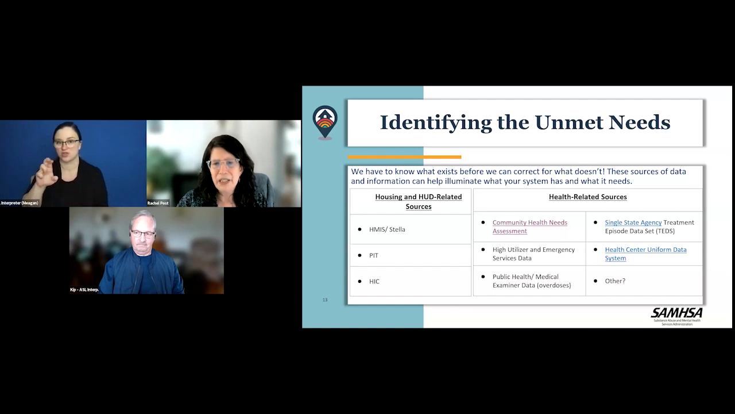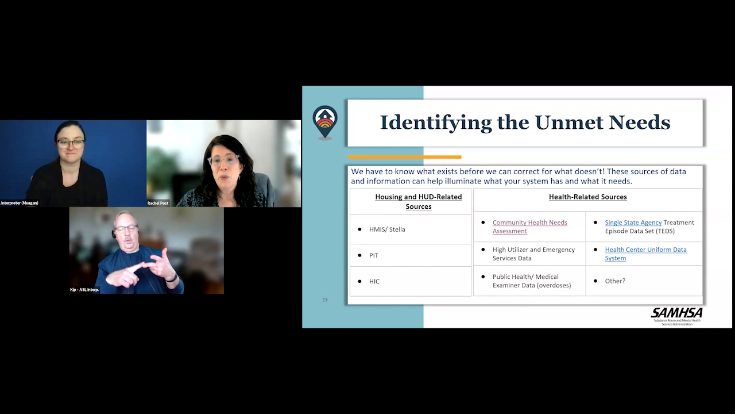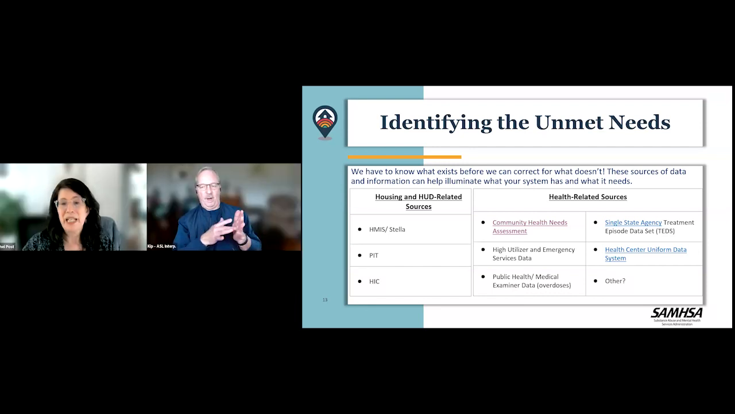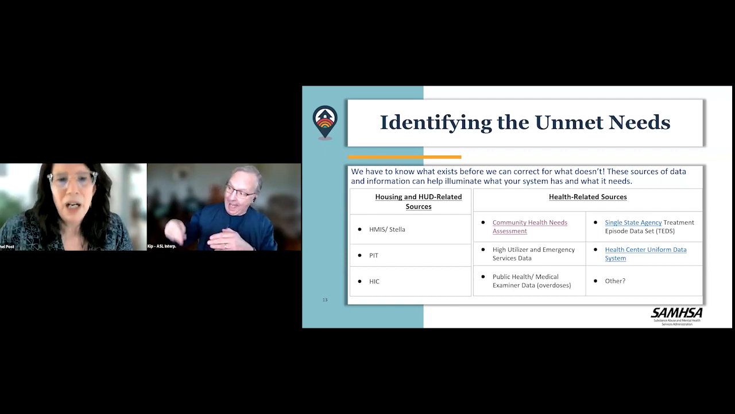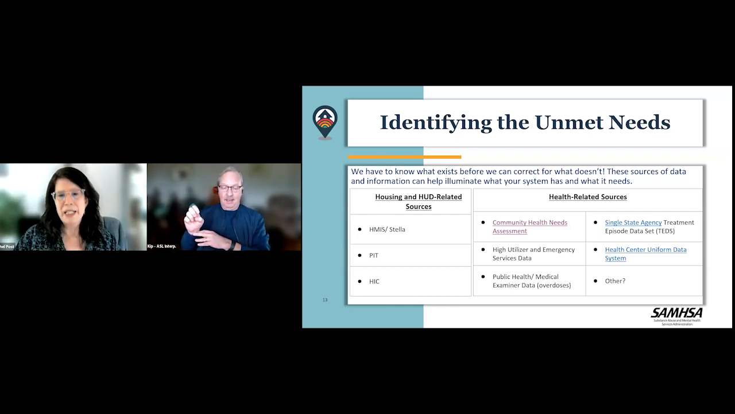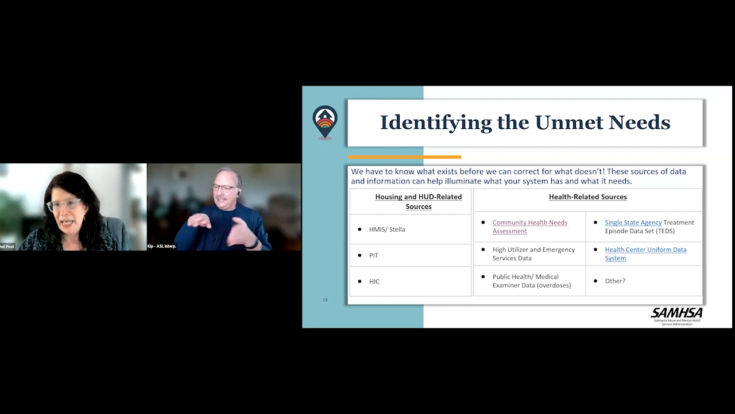The third item here is public health medical examiner data. So we're looking specifically at information about overdoses. And we do know that folks who are unhoused have just disproportionately higher rates of overdose and that can result in death. And so it's important, again, to be looking at those trends so that we can formulate interventions that reduce those.